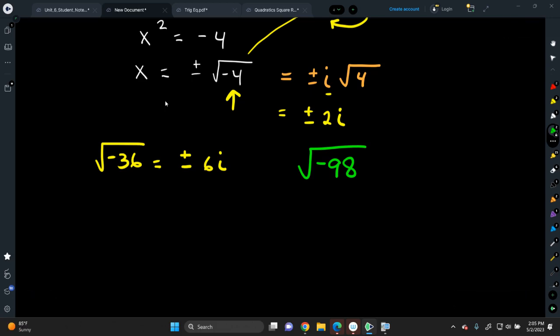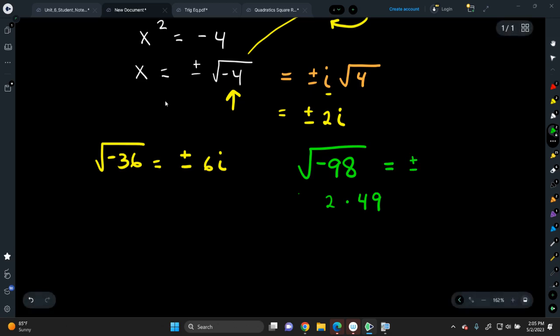What goes into 98? Isn't it like 12? No, it's not 12. It's 14. Is it even? Yeah, it's even. 2 times 49. Or 7. What's this going to equal?